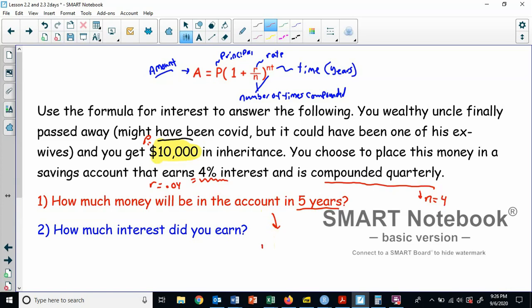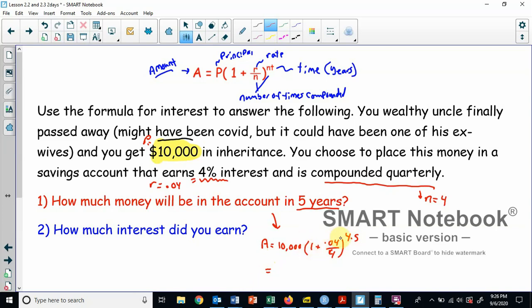I don't really have space, so let's see. How much money will be in your account? So the principal is 10,000. Okay, 1 plus rate, 0.04 over N, 4, raised to the 4 times 5, N times T. Alright, and because this is going to be kind of difficult to do, we're going to do this in a calculator. I would suggest you take it slow.